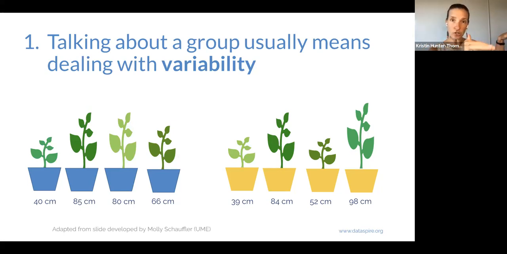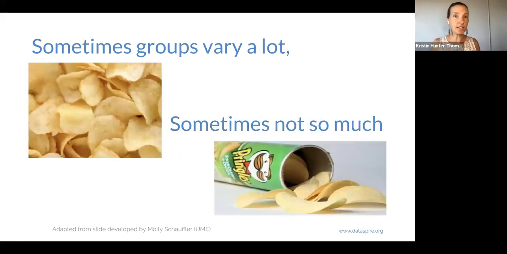The precursor is you have multiple things, multiple numbers, words, letters, images. Point number one, there's variability. Sometimes things vary a lot. Thank you, Cape Cod potato chips. Rock out from Massachusetts. Sometimes things don't vary very much, like Pringles. That's sort of their whole shtick beyond once you pop, you can't stop, is that pretty much every chip is the same. But in reality, it's not actually. There is variability across those chips.